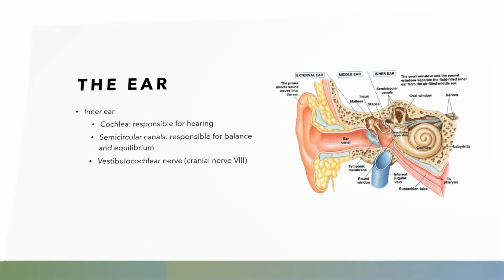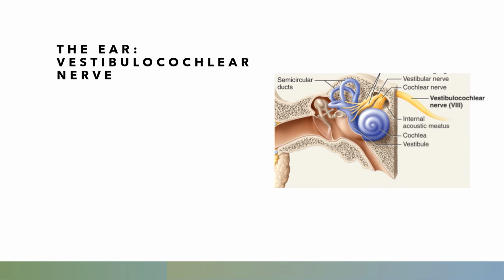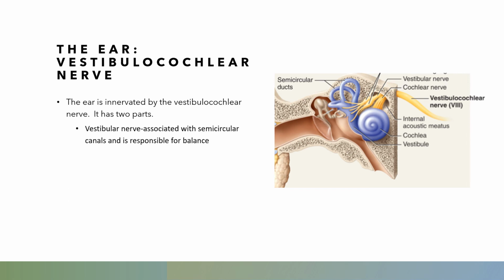Speaking of the vestibular cochlear nerve, we'll just talk briefly about it. The vestibular cochlear nerve is made up of two parts. You have the vestibular nerve, which is associated with the vestibule of the semicircular canals, which is why it's called the vestibular nerve. And you have the cochlear nerve, which is associated with the cochlea. That's why it's called the cochlear nerve. And these two nerves join to form the vestibular cochlear nerve, which is cranial nerve 8. And this nerve is a sensory nerve, which is responsible for detecting sound as well as balance and equilibrium.